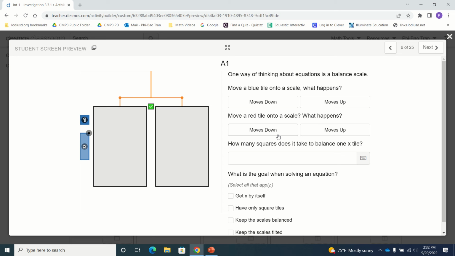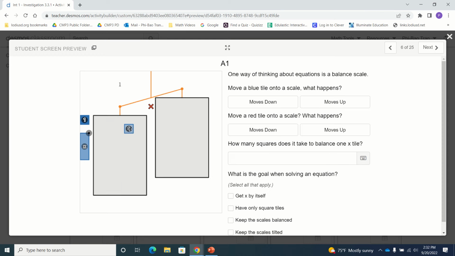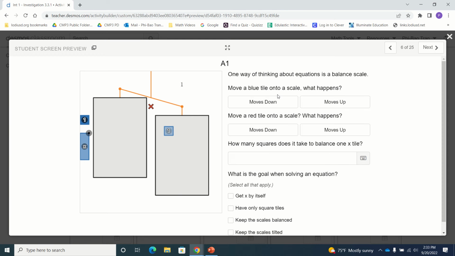Alright, so in this video, we're going to go over the core problems in investigation 3.3.1. One way to think about an equation is like a balance scale. Notice that if I drag a blue tile onto the scales, it drags it down. So moving a blue tile drags it down. And the opposite of a positive is a negative.